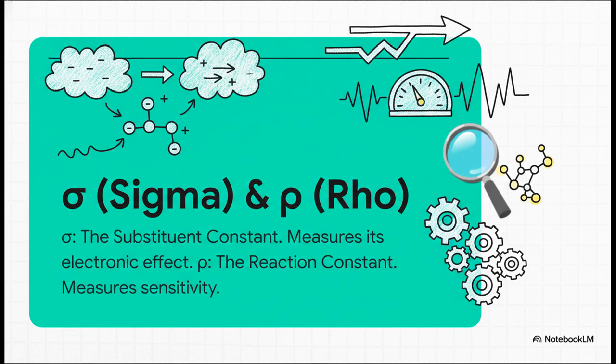First up is sigma. You can think of sigma as the substituent's personality profile. It's just a number that tells us if the group is generous with its electrons, an electron donator, or if it's greedy and pulls electrons away, an electron withdrawer. Then you have rho. Rho tells us how much the reaction itself even cares about that substituent's personality. Is it super sensitive, or does it not really matter?